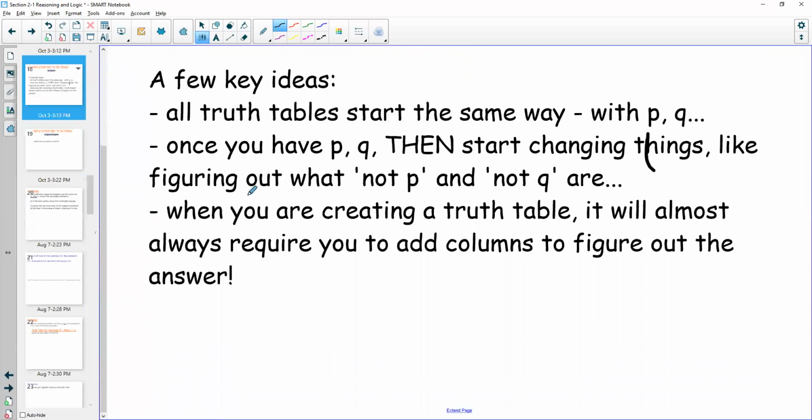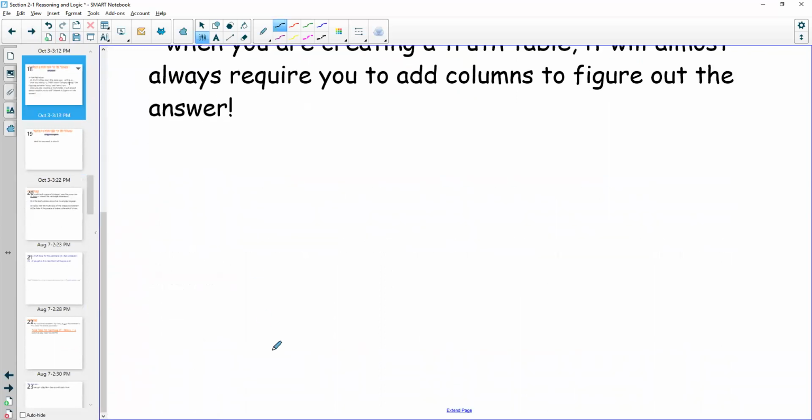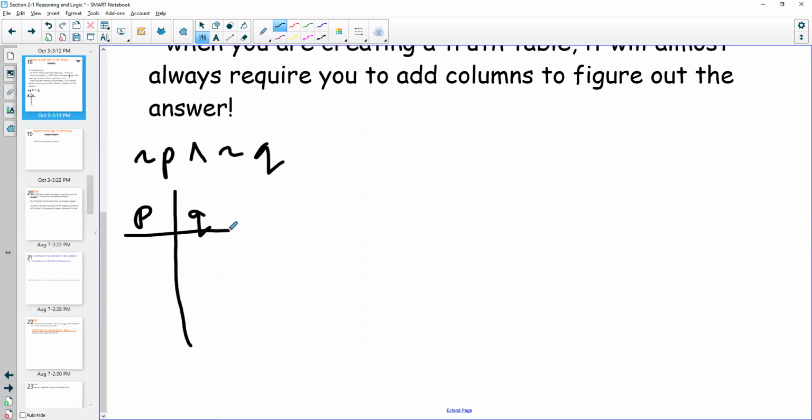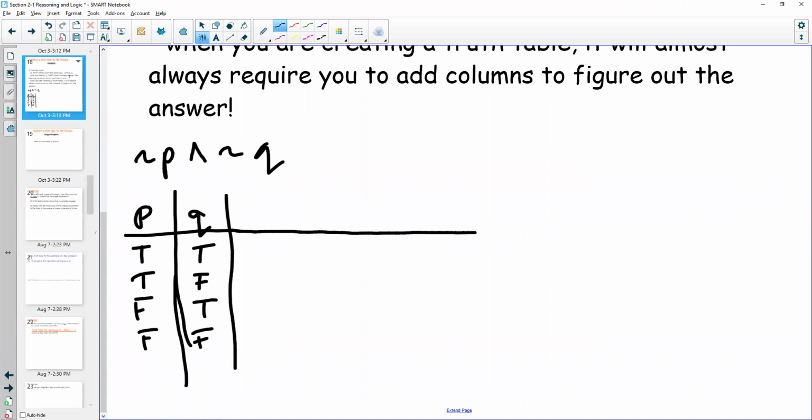So let's make our truth table down here. I want to extend my page a little bit. I'm going to do not P and not Q. That's what I'm writing. But the basic ingredients of a truth table are a P and a Q. So we always start at the same spot. True, true, true, false, false, true, false, false. Then I just start building the ingredients. I have not P. Well, that's the opposite of P, right? False, false, true, true. Just looking at P to not P.